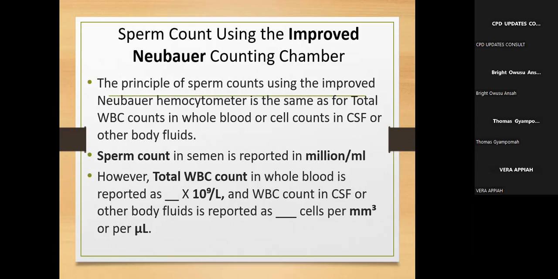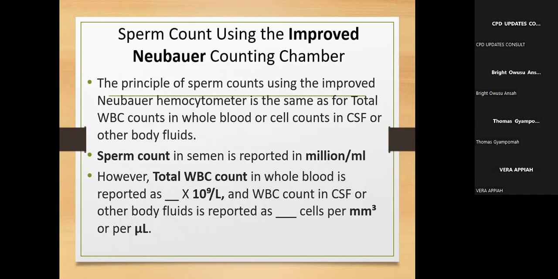Now, we said that the principle for the sperm count is the same as the WBC count. However, for example, total WBC in whole blood is reported as something times 10 to the power 9 per liter. I'm sure all of us know this one, because we said that everything is like WBC. So if you don't make the differentiations, I think you could have a challenge with some people.